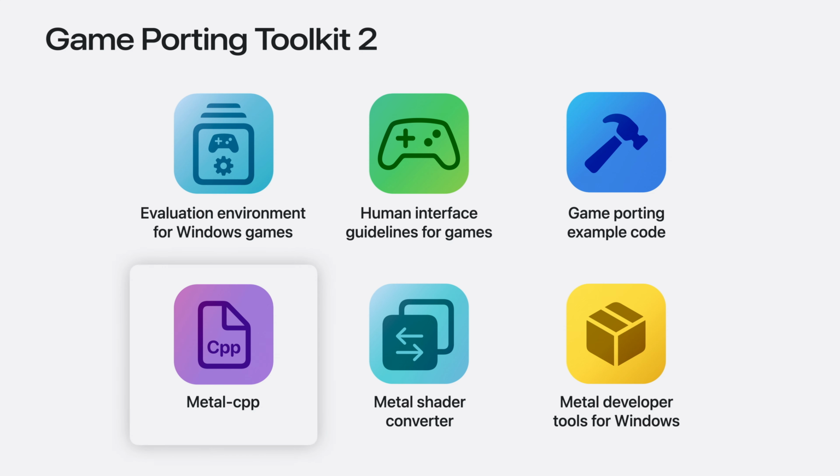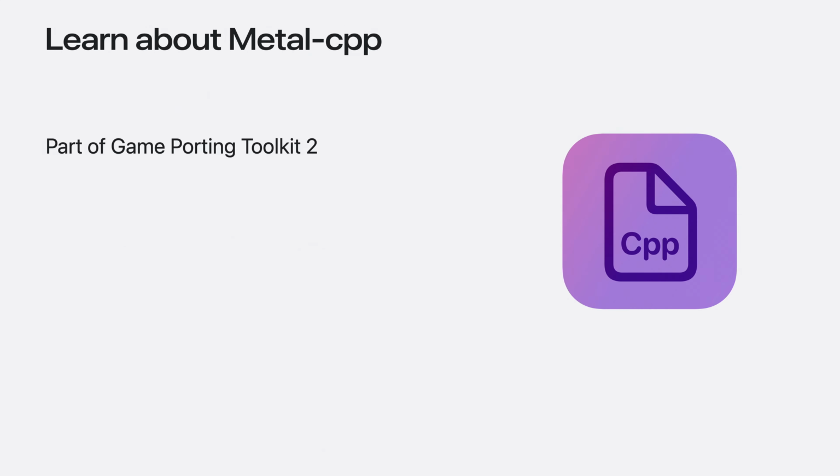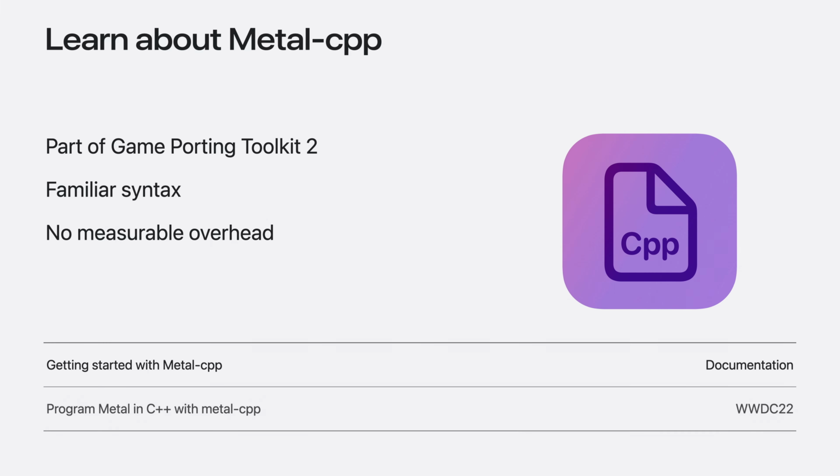One more detail about the project configuration. C++ is a popular programming language in game development. You may already be using it in your game. To demonstrate how you can leverage your expertise in C++, the game porting example code comes pre-configured with Metal CPP, our official C++ bindings for Metal. This year, Metal CPP is now part of Game Porting Toolkit 2. If you're already familiar with C++ syntax, it makes it easy to get started with Metal. Best of all, it has no measurable overhead compared to calling Metal Objective-C headers. To learn more, check out the documentation on developer.apple.com and the video from 2022.